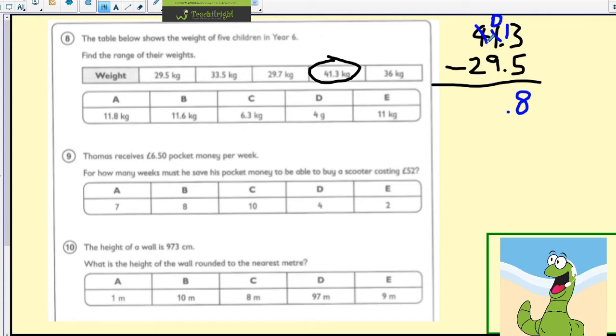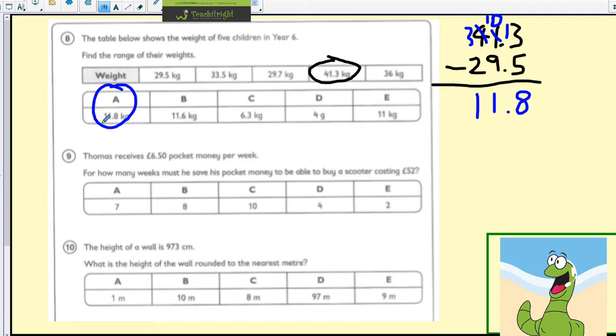Again, I have to borrow now from my tens. It becomes 30. Which means that becomes 10. 10 take 1 is 1. 1. So 118 kilograms. Or 11.8, 11.8 kilograms. Final answer.